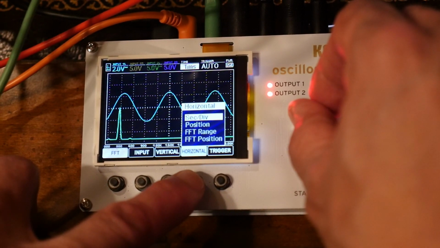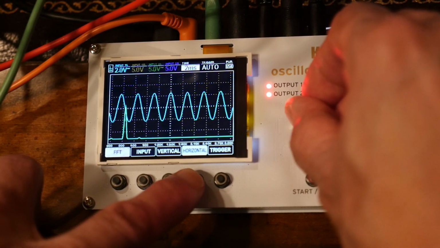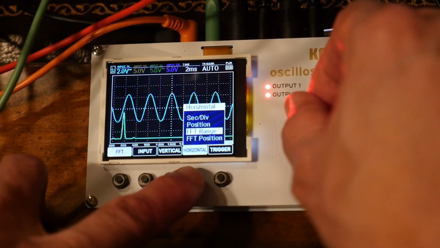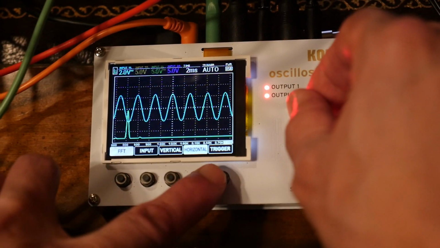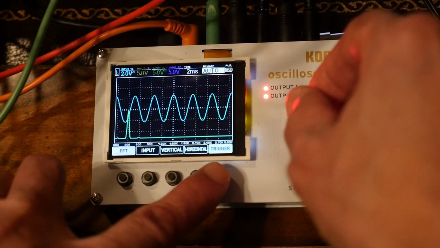And I can do it in several ways. I can do it by time, by position, by FFT range or FFT position. I find range to be the most useful. And then again, the trigger setting, very similar to what we saw in the scope.